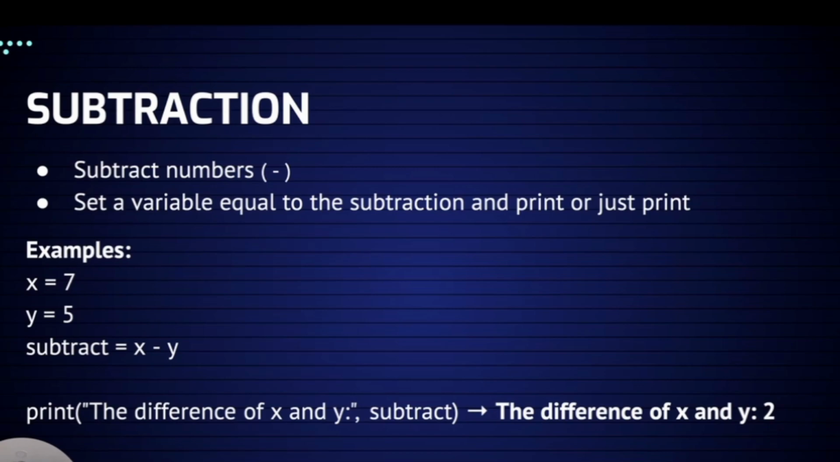So to subtract numbers, you can do the same thing. You could use a variable and print the variable, or you could just print it in the print statement. So if we had 7 and 5 again, if we did 7 minus 5 and stored that in the subtract variable, we would get 2 when we printed it. And then same thing at the bottom, if we did 8 minus 3 right in the print statement, we'd still get the 5.